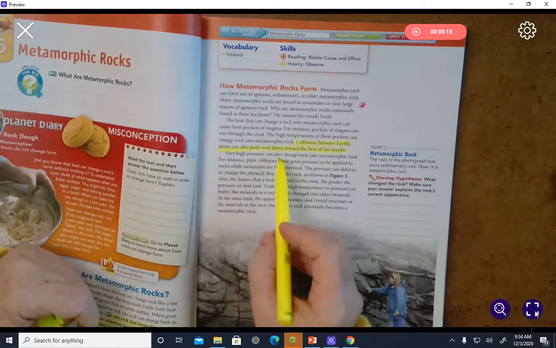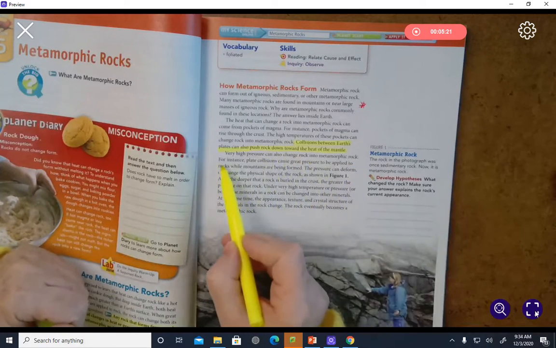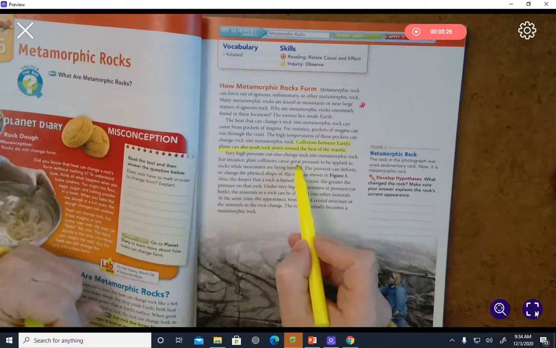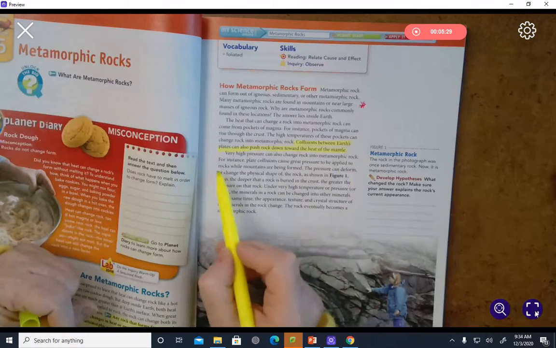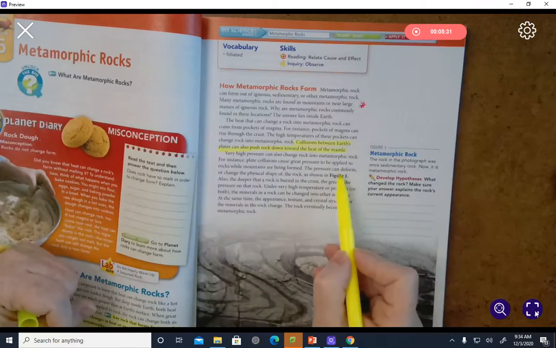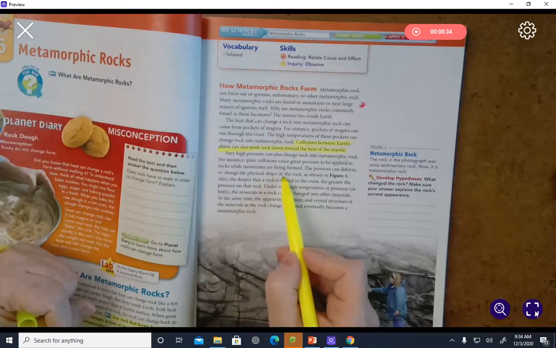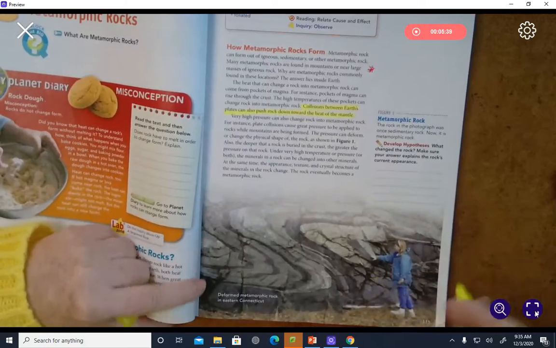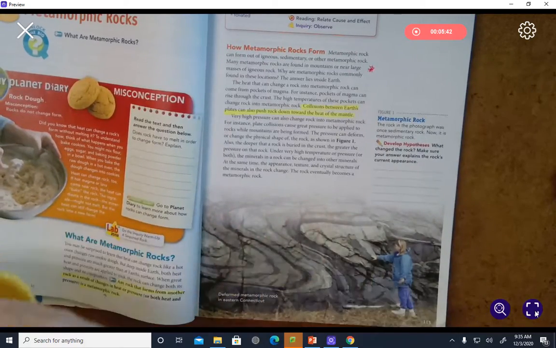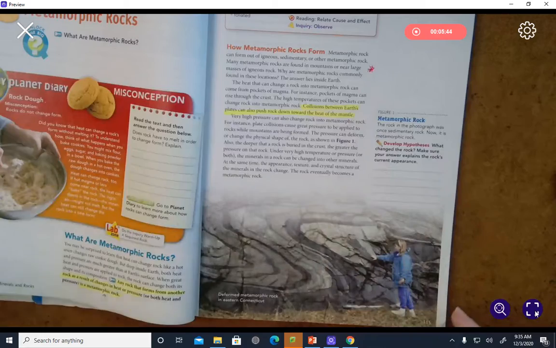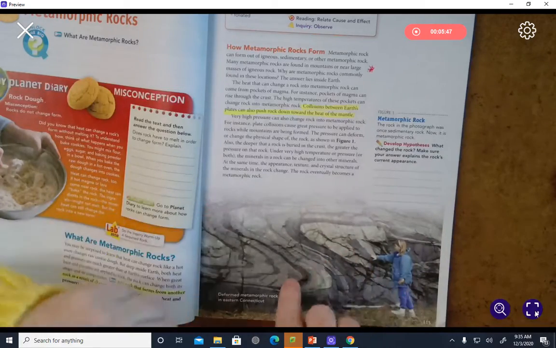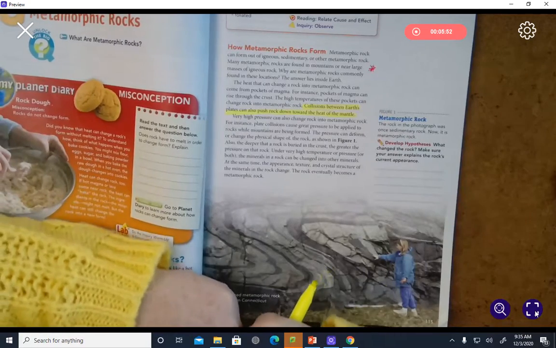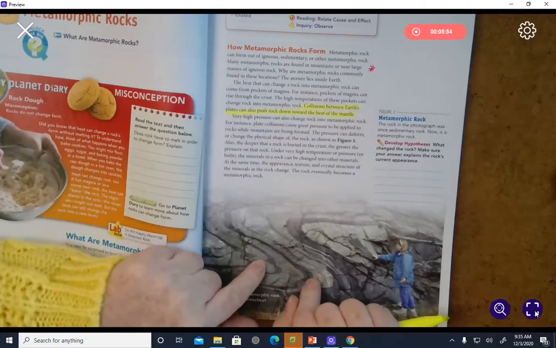Very high pressure can also change rock into metamorphic rock. For instance, plate collisions can cause great pressure to be applied to rocks while mountains are being formed. The pressure can deform or change the physical shape of the rock, as shown in Figure 1. So let's go down here to Figure 1 and look at these rocks. Those layers were probably laid down in a sedimentary deposition, and then because of this extreme pressure of two rock plates being pushed together, these ones were bent.